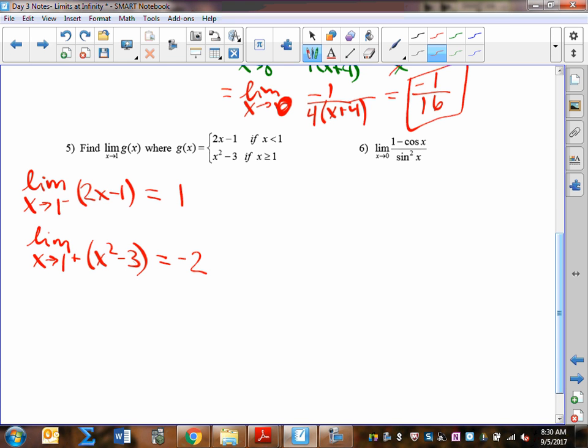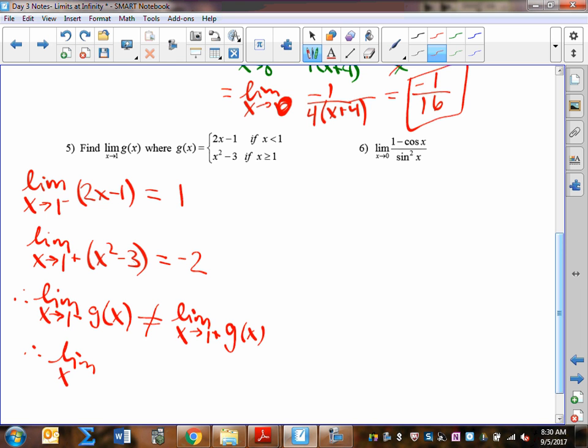My limits do not meet up, so we can say, therefore, the limit as x approaches 1 from the left of g of x does not equal the limit as x approaches 1 from the right of g of x. Therefore, the limit as x approaches 1, that overall limit of g of x, does not exist.